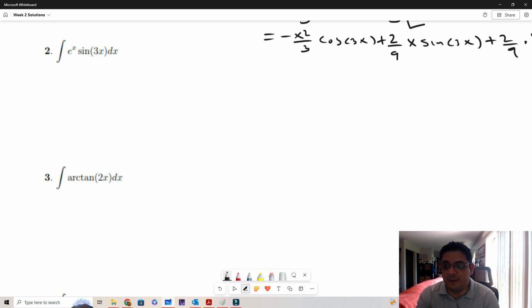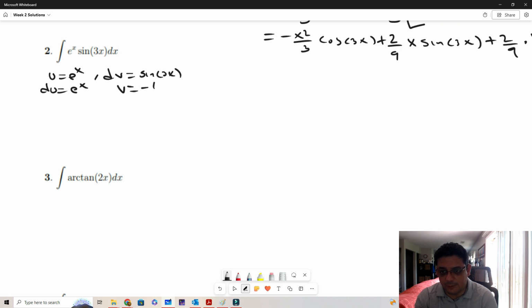So what's going to happen with this is that we're going to have some sort of iteration formula come into play. So for example, let's do parts with u equals e to the x, and so du is e to the x, dv is going to be sine of 3x, and so of course v is going to be minus 1 over 3 cosine of 3x.